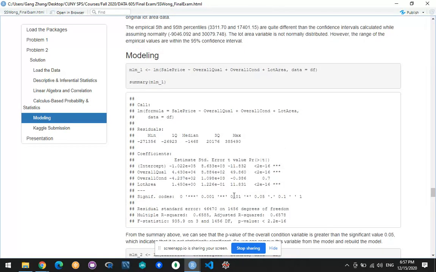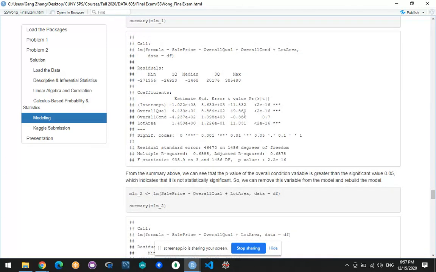The last part is the modeling. First of all, I build a linear regression model of the sale price versus the overall quality, overall condition, lot area, and so on.